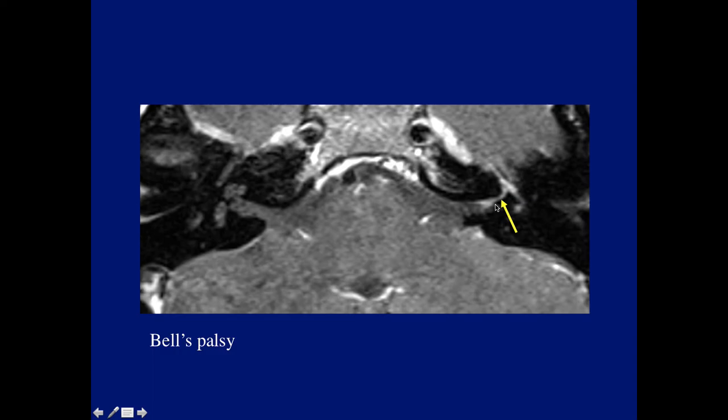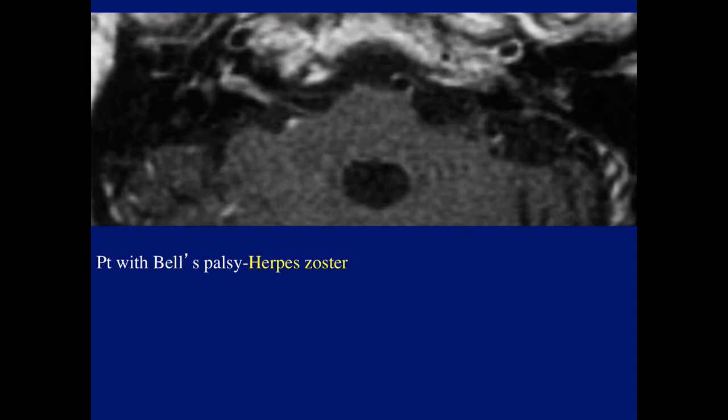The labyrinthine portion is very important to identify. Once you identify enhancement in the labyrinthine portion, you know that the seventh nerve is involved. There's no other structure that goes through the labyrinthine portion. It's very small and thin, but it's easy to see most of the time when it abnormally enhances. Here was a patient who had a Bell's palsy with herpes zoster. Again, we see enhancement within the IAC.